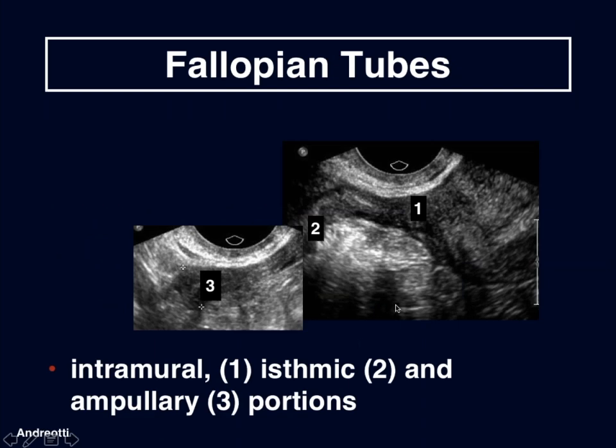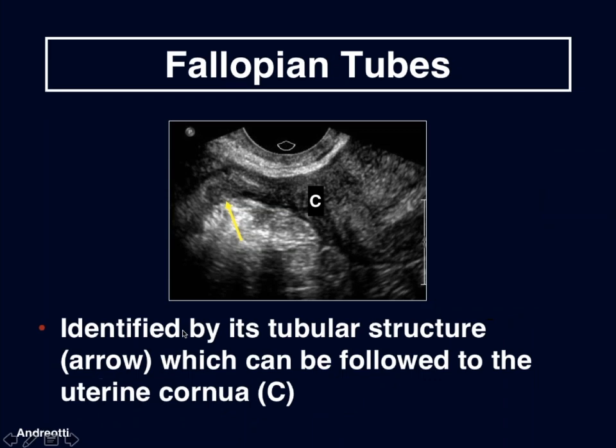So here we have the normal fallopian tube, the intramural portion of the tube, which is often called the interstitial portion, within the cornual area, the isthmic portion of the tube, and the ampullary portion of the tube distally. The fallopian tube sonographically can be identified by its tubular structure, as we see here, and often we may see a little line that represents the lumen of the tube. And this tubular structure can be followed to the uterine cornua right here.